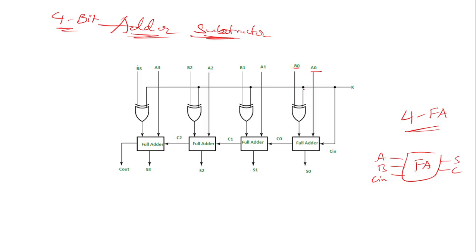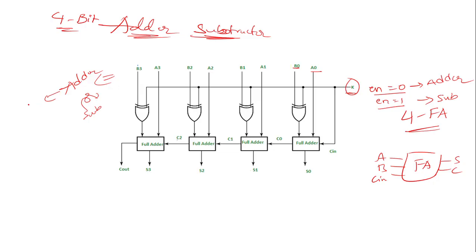The other input is K. K is like an enable pin. If the enable pin is 0, this circuit acts as an adder. Whenever the enable pin is 1, it acts as a subtractor. It's just one of the pins that can be set according to our application. If the K value is 0, it acts as an adder; if the K value is 1, it acts as a subtractor. We can design it like that. According to this K value, the circuit becomes an adder or a subtractor.